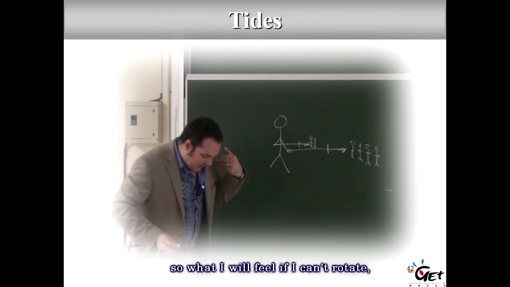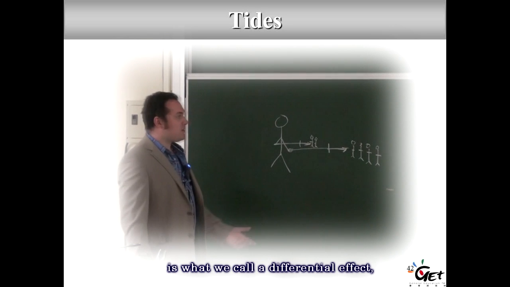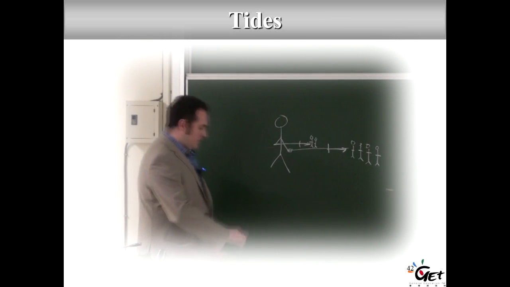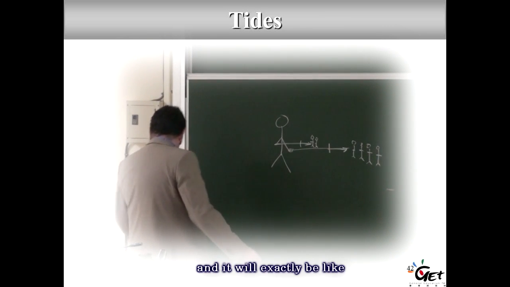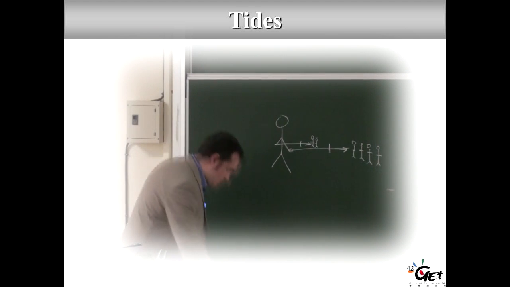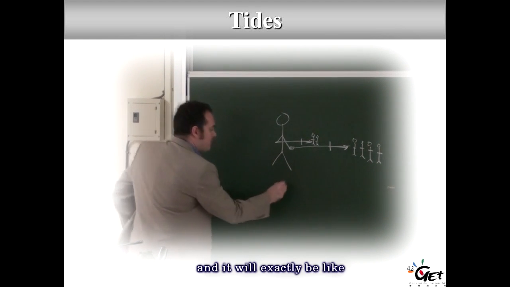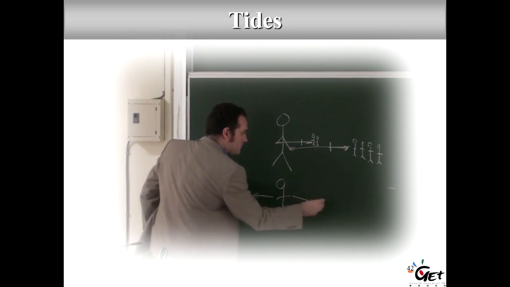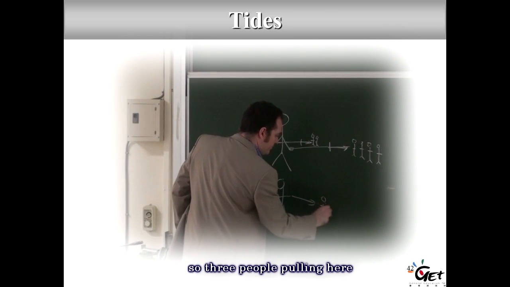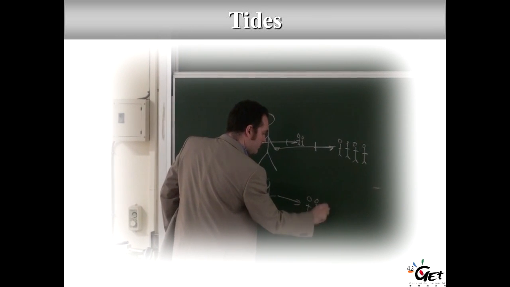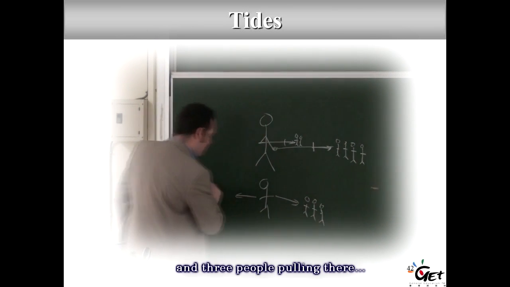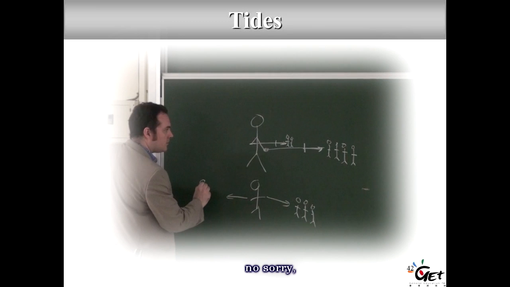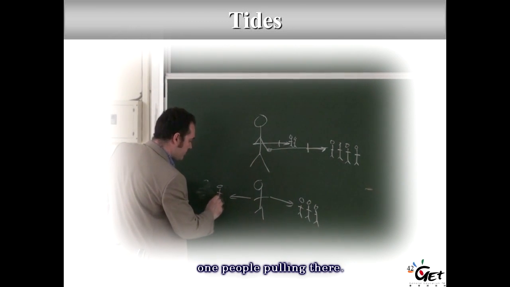So what I will feel if I can't rotate is what we call a differential effect. And it would exactly be like, I have three people pulling here, and three people pulling there. No, sorry, one person pulling here, one person pulling there.